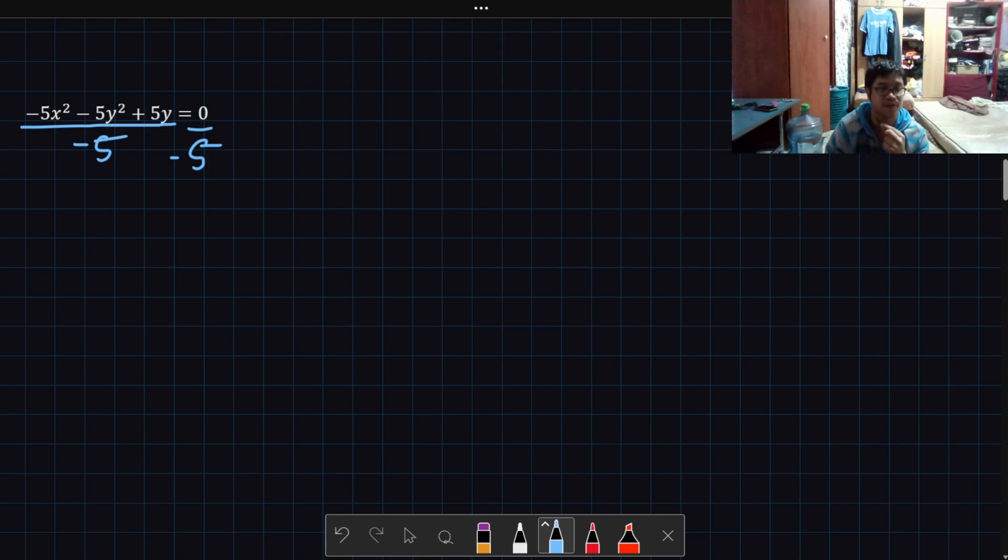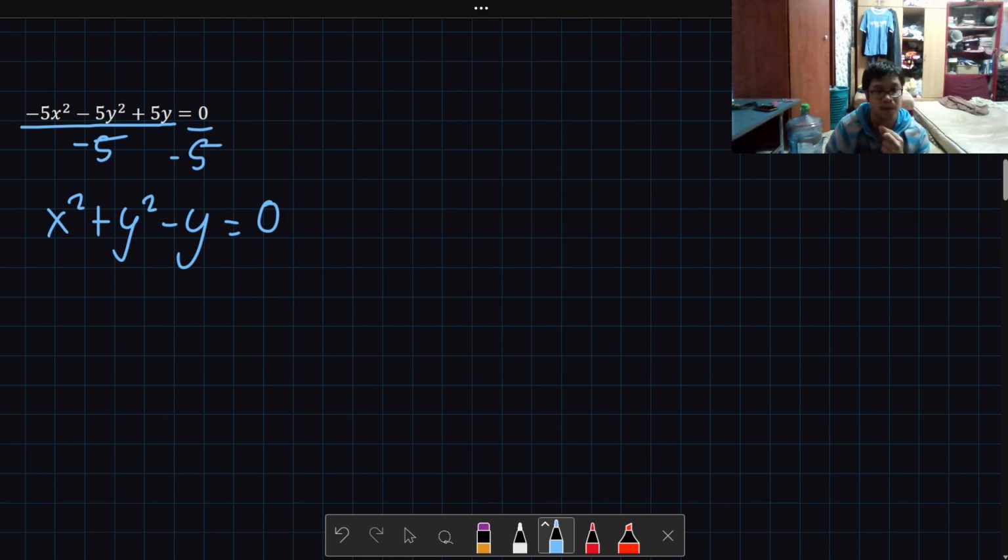So let's start on the left. Negative 5x squared divided by negative 5, you will get positive x squared. Negative 5y squared divided by negative 5 will give you positive y squared. And lastly, positive 5y divided by negative 5 will give you negative y. And on the right side, 0 divided by negative 5 will give you exactly 0. So now we're good to go.